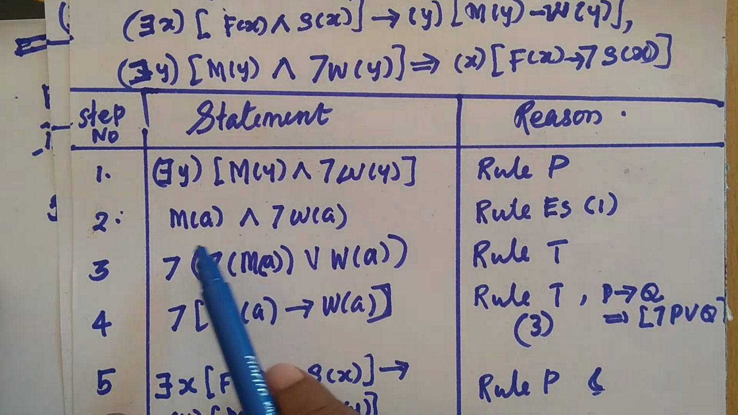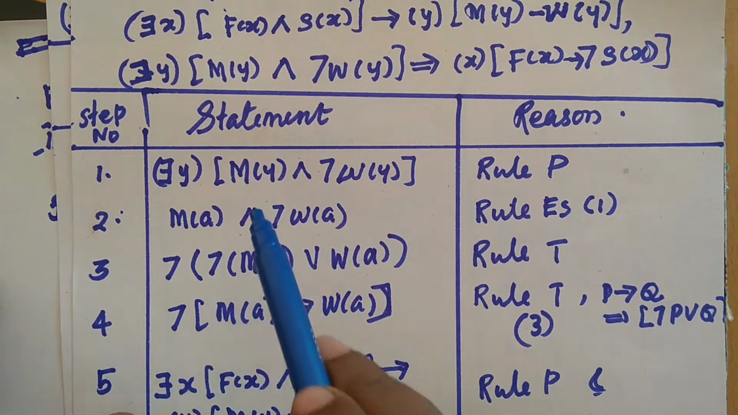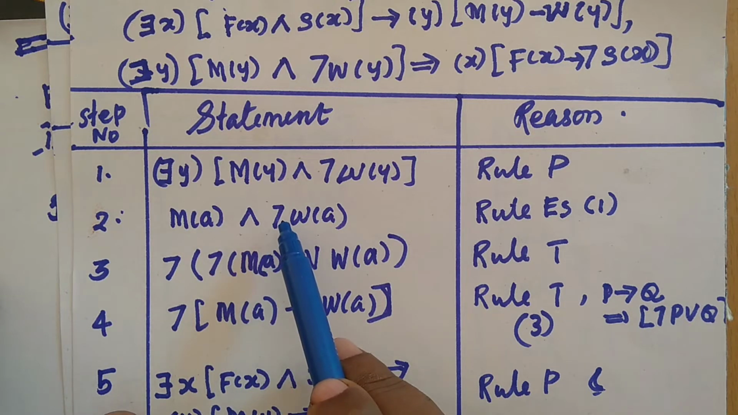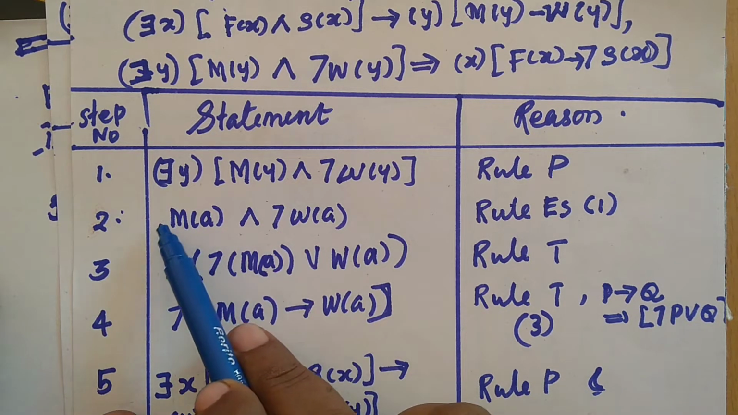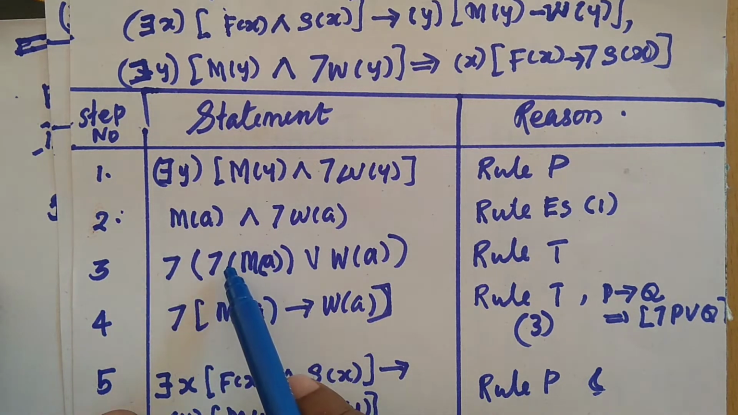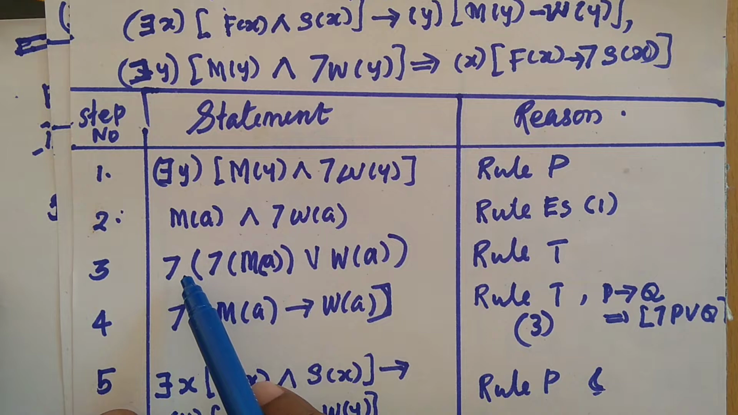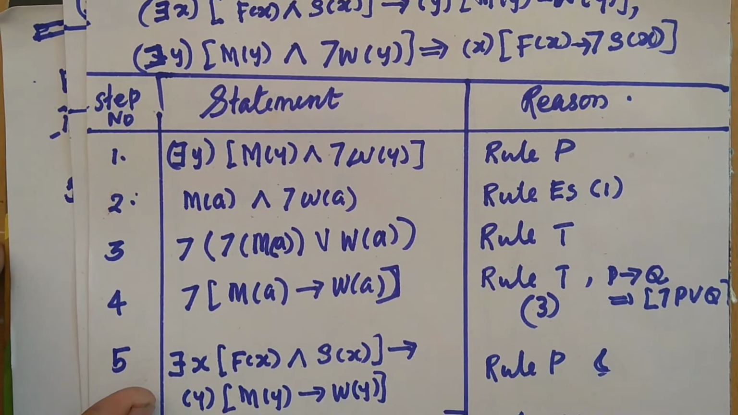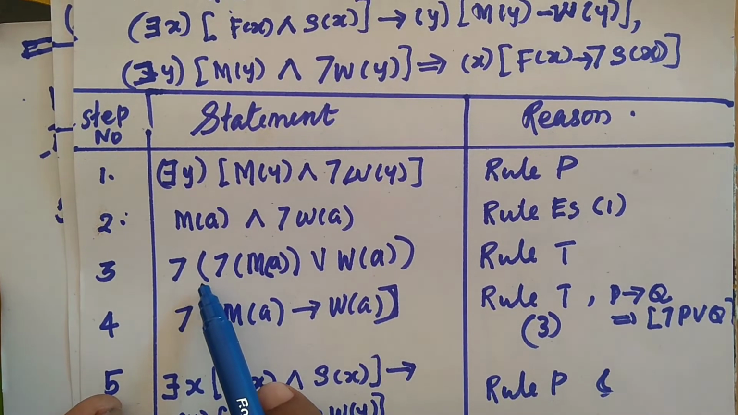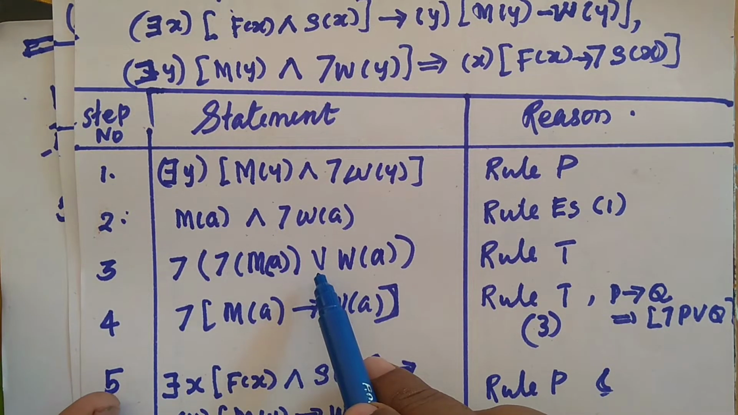Now the negation of this one. It is better to take one negation common from this term. When you take negation common, you can put one negation. Here we already have one negation, so that negation also we can take as common. From these two terms, you take one negation common, that is negation of M of a, and it becomes or. This is by De Morgan's law.